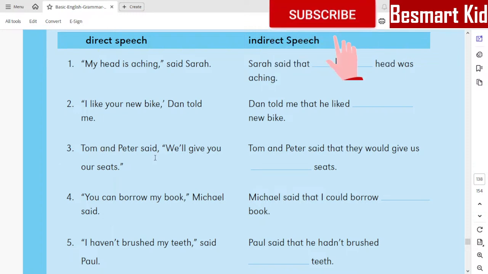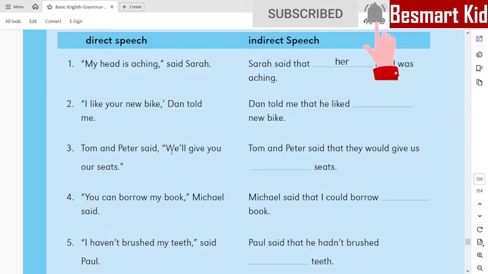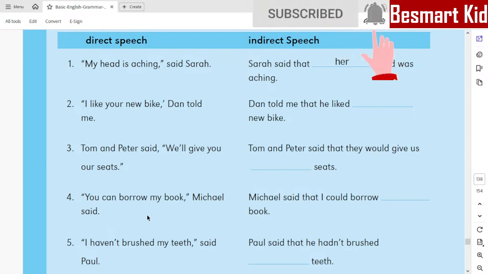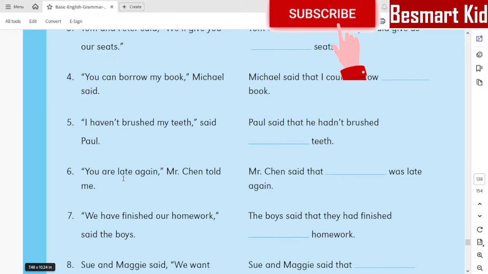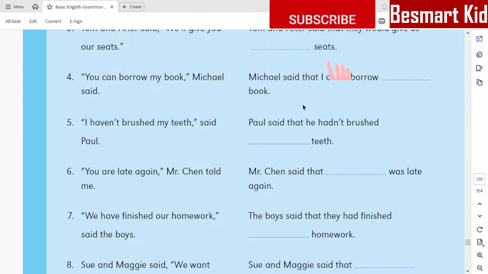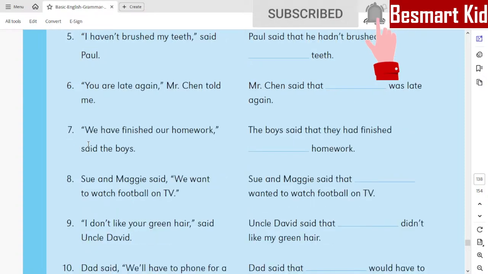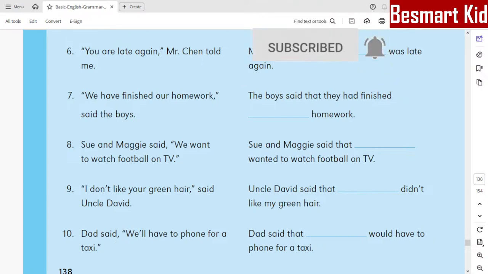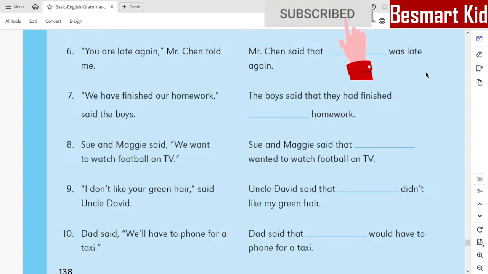Third, Tom and Peter said, "We'll give you our seats." Tom and Peter said that they would give us dash seats. Fourth, "You can borrow my book," Michael said. Michael said that I could borrow dash book. Fifth, "I haven't brushed my teeth," said Paul. Paul said that he hadn't brushed dash teeth. Sixth, "You're late again," Mr. Chen told me. Mr. Chen said that dash was late again.